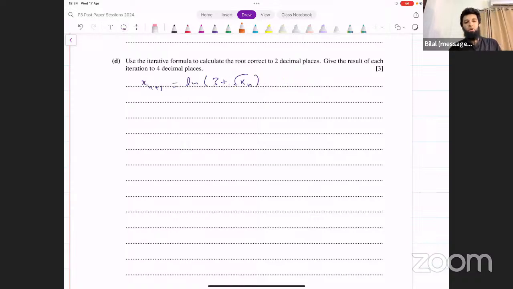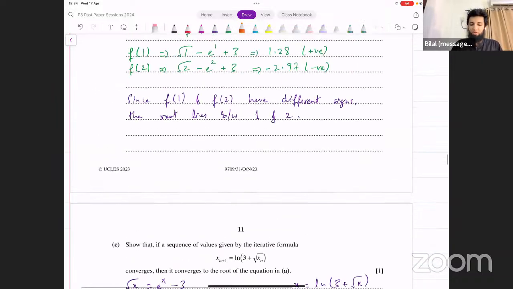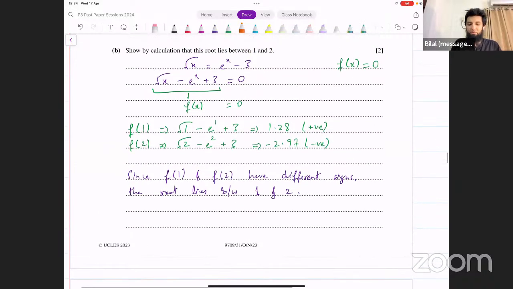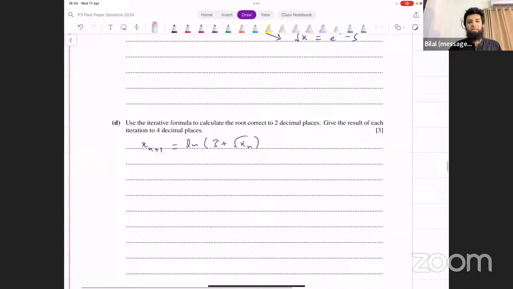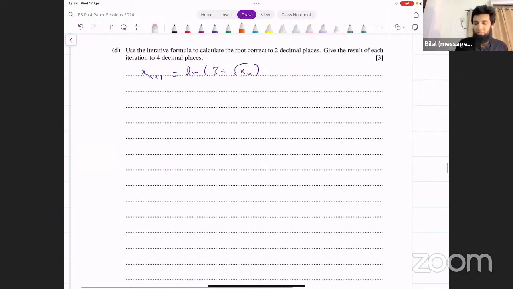You need a starting point. What's the starting point? They have not given you a starting value. However, you have proved already in the second part of this question that the root lies between 1 and 2. Now it's somewhere between 1 and 2. So you start from your best guess. You can say, between 1 and 2, you start from the midpoint of those two values, right? So you say x1 is 1.5. That's what you generally use.